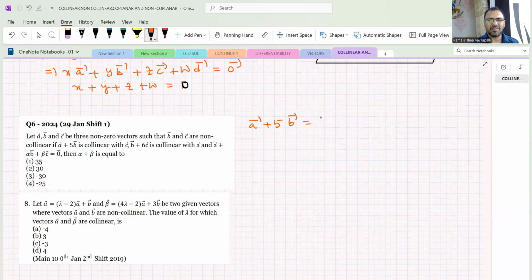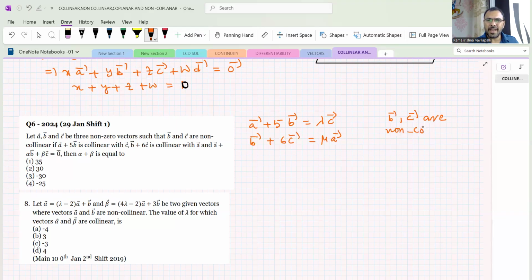So this is equal to some lambda into C bar. Collinear vectors means one vector is a scalar multiple of the other, like i plus j and 2i plus 2j. These are collinear vectors. Now, B bar plus 6C bar is collinear with A bar, so you take some mu A bar. Now, which are non-collinear? B bar and C bar are non-collinear vectors.